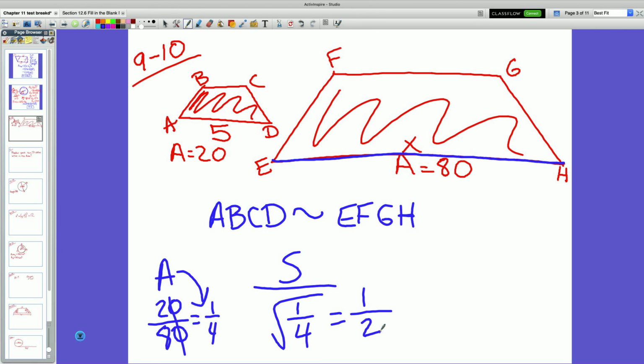So now I just set up my proportion. So now I'd say 1/2. Now the small one's on top, so I have to make sure I put the small side on top, is equal to 5/x. And then I can cross multiply. So I get x equals 10. There we go, it's that simple.